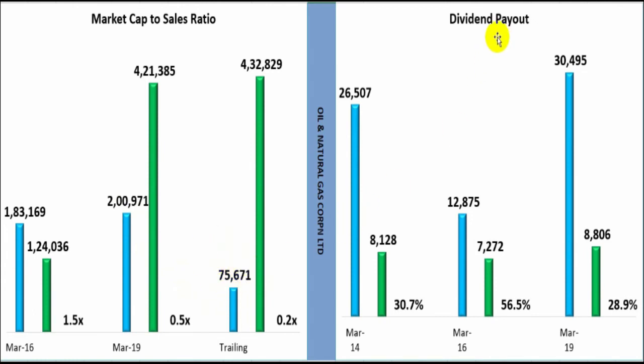Let us look at the dividend payout. In March 19, the company paid around 30% of its profits as dividend. So the company earned around 30,000 crores as profits and declared a dividend of 8,800 crores for the shareholders. In 16 and 14 also it was above 30% dividend payout, which is a good percentage, with 70% being almost kept with the company. In 16, the company paid a substantial amount of its profits as dividend, almost 50%.